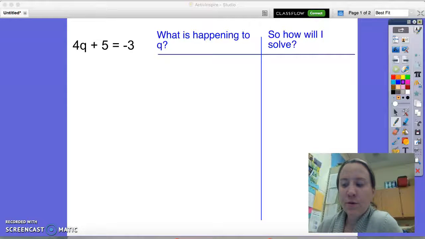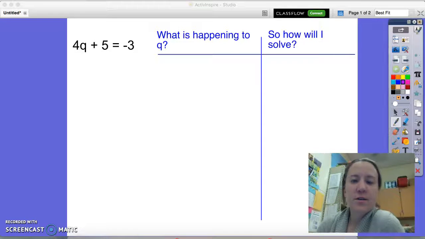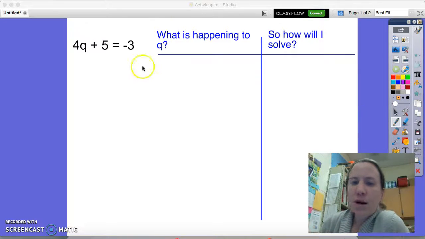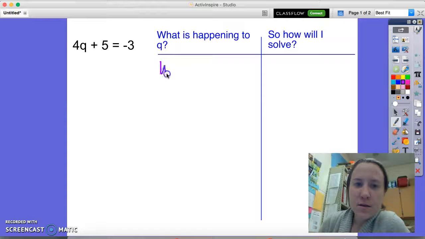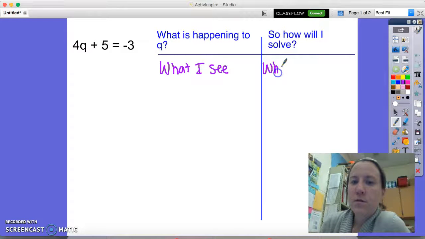Alright, so this video will go through the steps we talked about in class today about solving a two-step equation. So the first equation reads 4q plus 5 equals -3, and I'm going to use that same strategy with the what is happening to q, and so how will I solve. We also called this what I see and what I'll do.